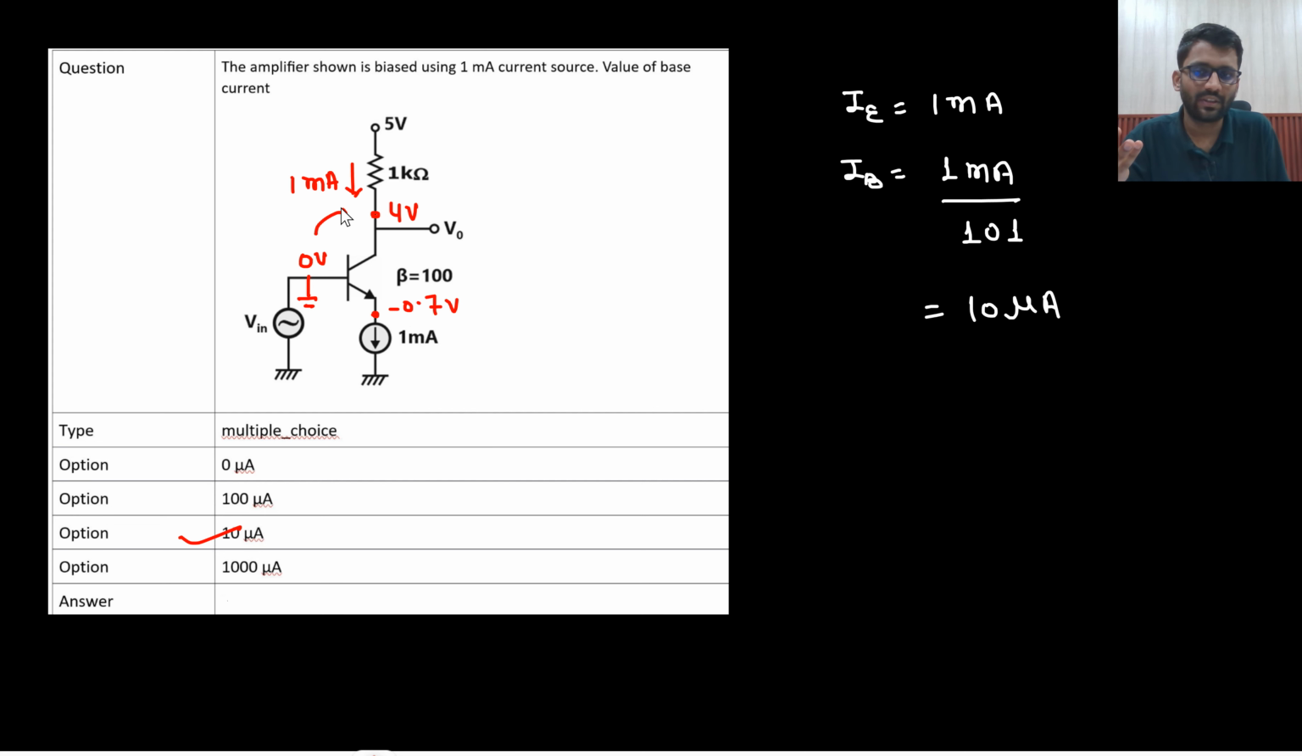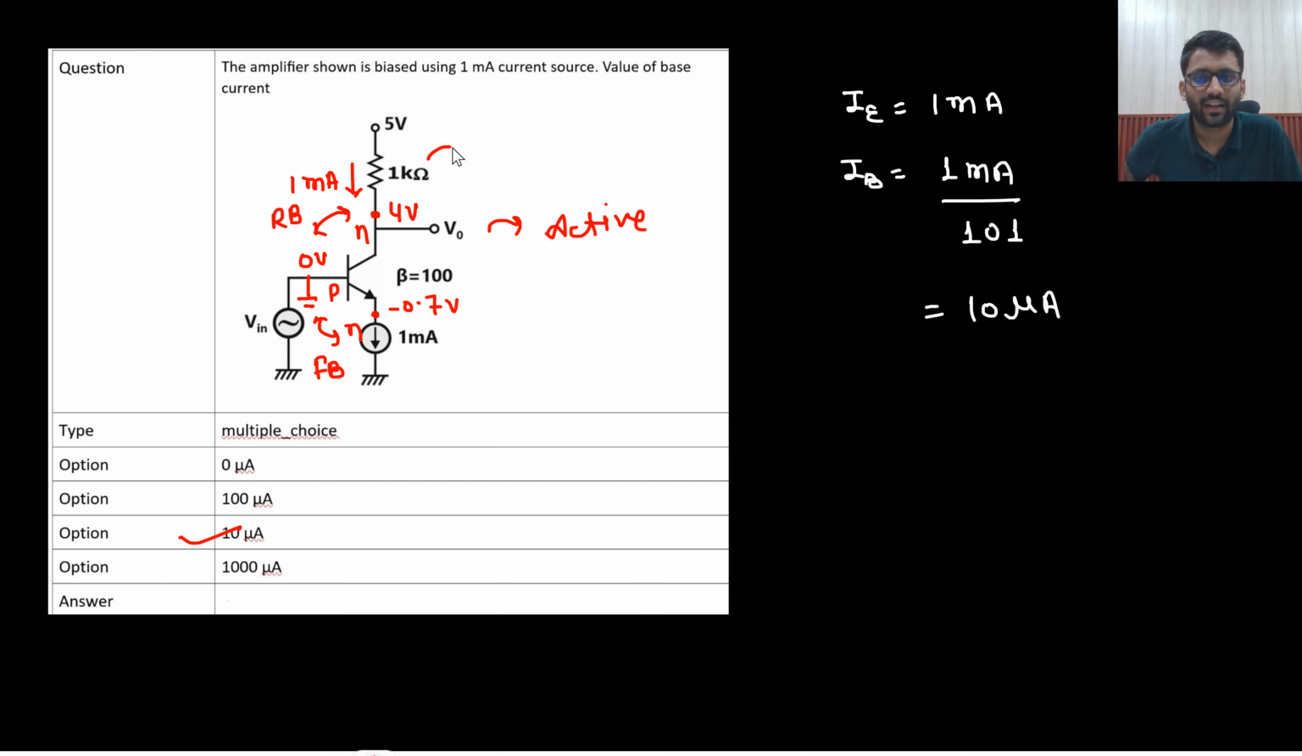So what about this bias? What about this junction? This is reverse biased because this is an NPN transistor. So this is reverse bias and this is forward bias, right? That means it is working in the active region. So if it is working in the active region, then this formula is correct. So the answer would be 10 microampere.